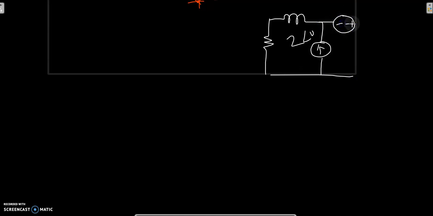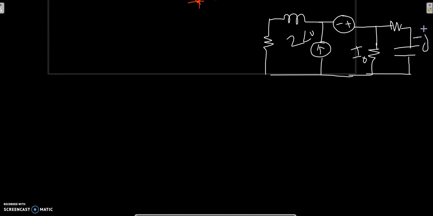the nodal analysis. Okay, so let me redraw the circuit once more here. So we have got a resistor, and there is an inductor, a current source here, 2 angle 0 degrees, and then a voltage source, and it is connected to this resistor through which we have to find out the current I0. It is also connected to a 1 ohm resistor and then a capacitor, and this is minus j. This is 1 ohm. This is also 1 ohm. This is j ohms, and this is 1 ohm.